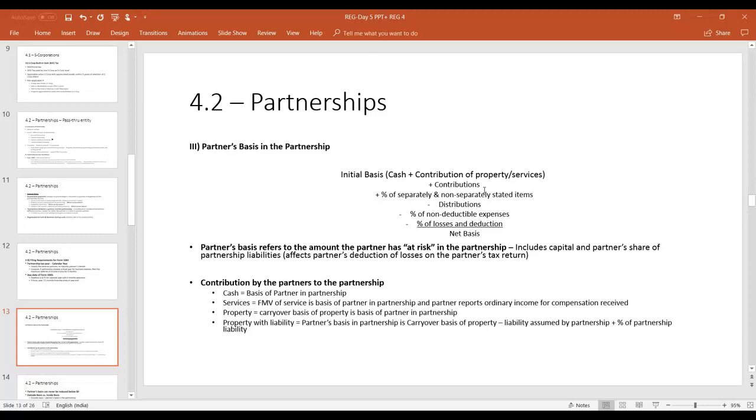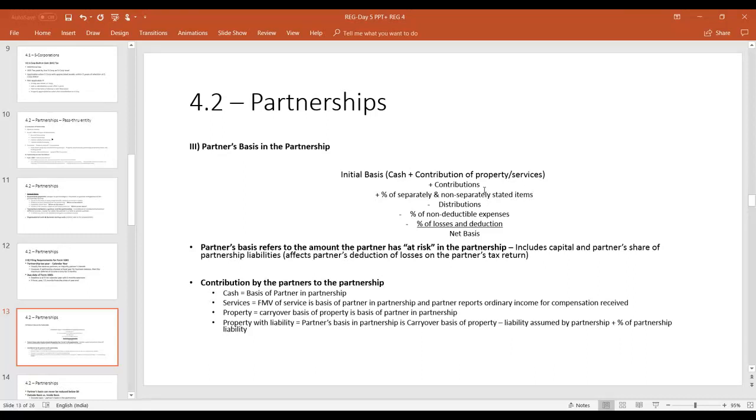Now, always remember, guys, distributions can never reduce a partner's basis below 0. And also, say the partnership is incurring a loss. You'll have to account for the distributions first when you're computing the partner's basis before accounting for the loss. Because distributions is something that the partner has actually received, and therefore that will reduce his basis, but he may not be able to use the entire amount of loss. So when we do questions, again, you'll understand this.